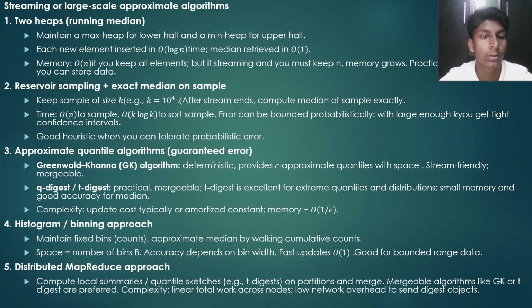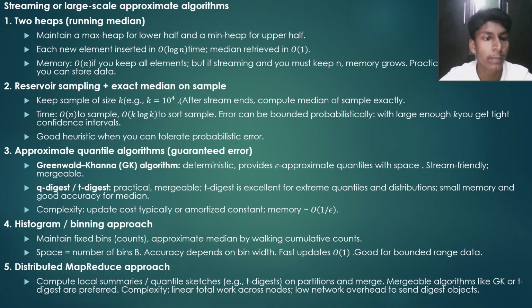Approximate quantile algorithms give guaranteed error. The Greenwald-Khanna GK algorithm is deterministic, provides epsilon-approximate quantiles with small space, and is stream friendly and mergeable. Q-digest and T-digest: the practical, mergeable T-digest is excellent for extreme quantiles and distributions, with small memory and good accuracy for the median. Complexity: update cost is typically amortized constant, and memory is about 1/epsilon.